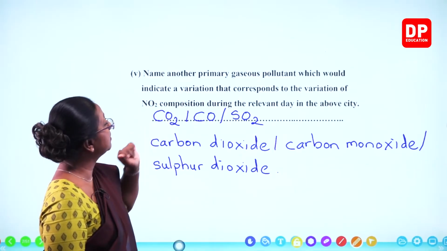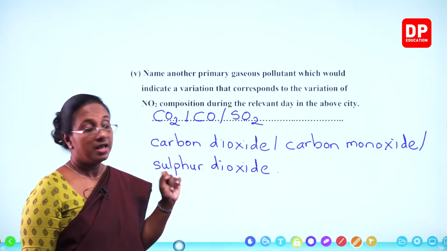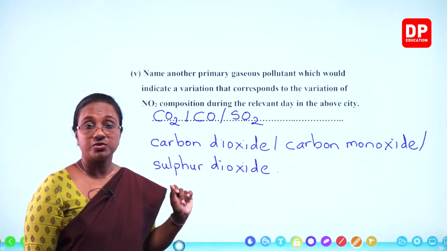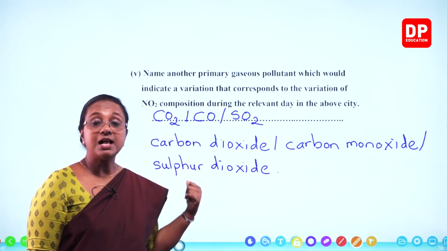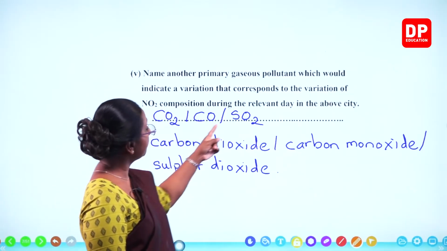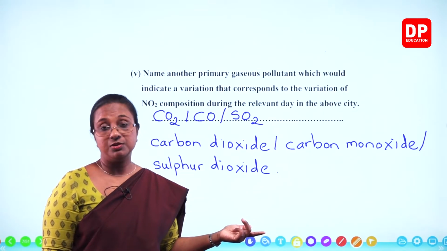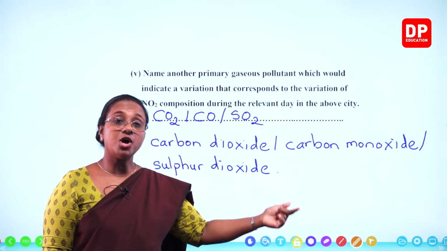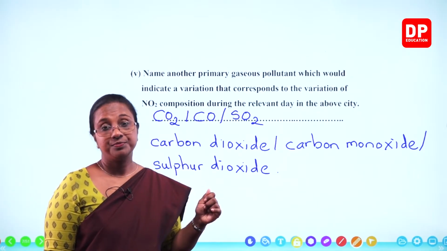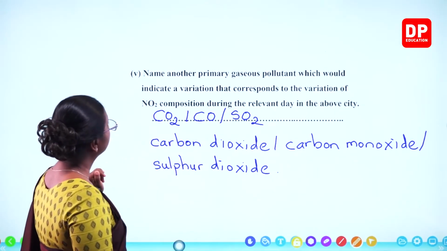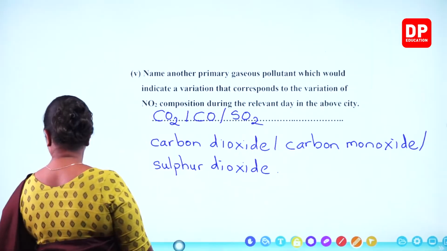Name another primary gaseous pollutant. Now here students, we are not including sulfur trioxide. Why is that? Because sulfur trioxide is produced from sulfur dioxide. So it is a secondary pollutant. So because of that, we are not including that. Is that clear? So then I'll move on to the next question.